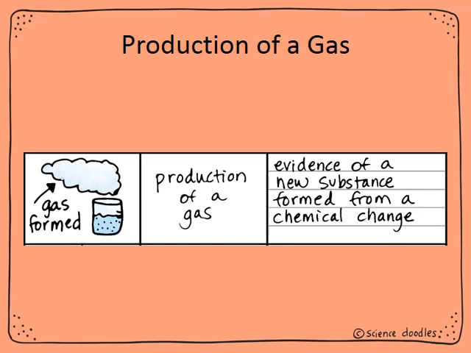So production of a gas is also a piece of evidence you could use to see if there's been a chemical reaction. So it's evidence of a new substance formed from a chemical change. So this could be bubbles or something like that. If it's a liquid, it might have bubbles in it. If it's not a liquid, there might just be gas that's released. So if there's gas that's produced because of your chemical reaction, that's evidence to use.